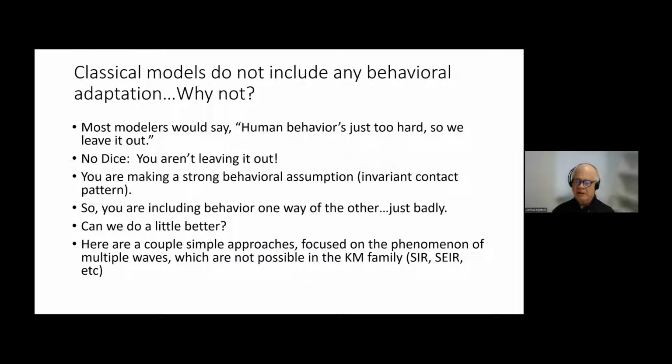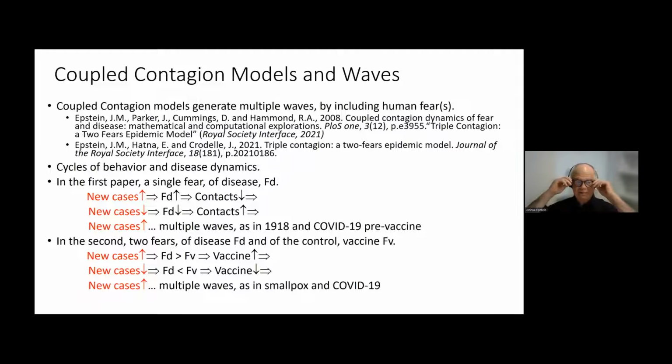And can we do a little better? So I want to show a couple of simple approaches focused on the phenomenon of multiple waves, which of course are also not possible in the Kermack-McKendrick family: SIR, susceptible, exposed, infected, removed, this entire family of ODE models. You can't get waves in any of them. So here's the lineage I've been developing. We have coupled contagion models that do generate multiple waves by including human fear and human adaptation.